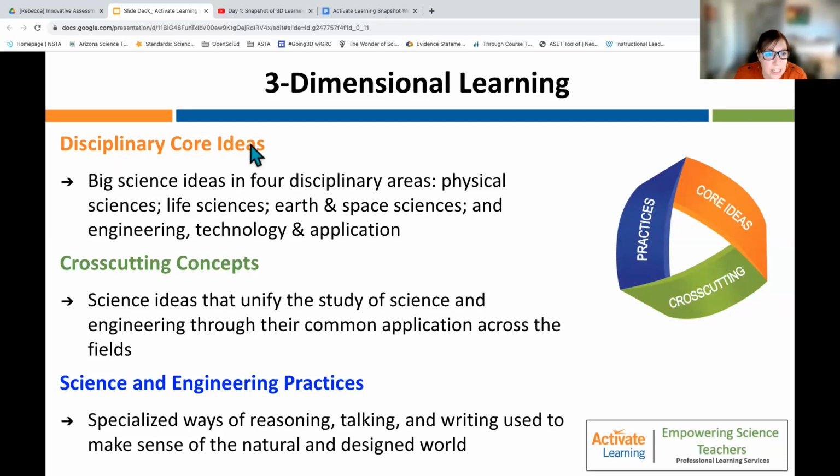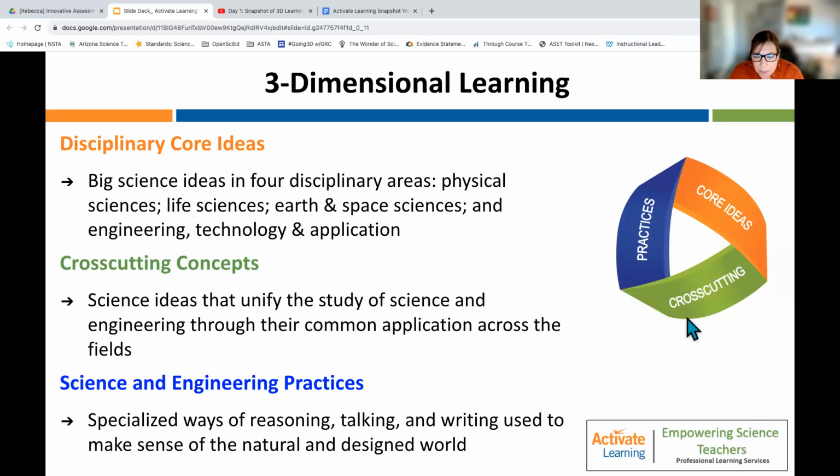First and foremost, let's talk about where content lies. This is in the disciplinary core ideas. These are those big central ideas in science that are in the 4 disciplinary areas: physical, life, earth and space science, and then ETS, which is engineering, technology, and applications of science. They are not just about discrete facts anymore. Rather, these core ideas have a large explanatory power for problems and phenomena in the world around us. Remember, that is the orange part of the 3 dimensions.